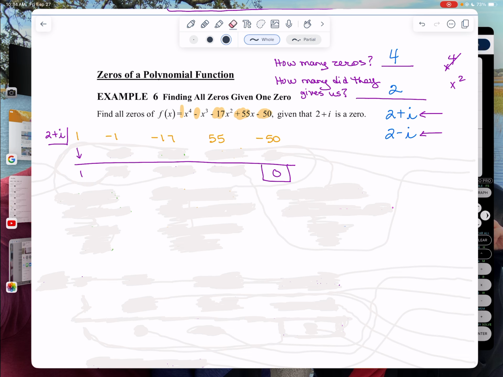Okay, so I pulled down my 1. Remember, you're going to multiply. That's our steps. Multiply and then add. Okay, so I'm going to multiply 1 times 2 plus i. And I get my 2 plus i. And then I'm going to add. Notice I can't do anything with my i's, but I can say 2 minus 1 gives me 1. So I get 1 plus i. Now the fun really begins because I get to multiply this 2 plus i that's on the shelf with my 1 plus i.